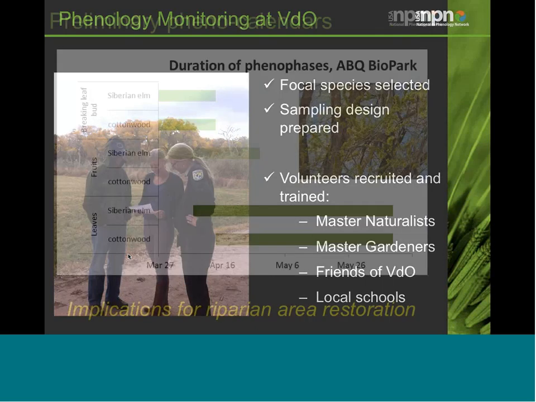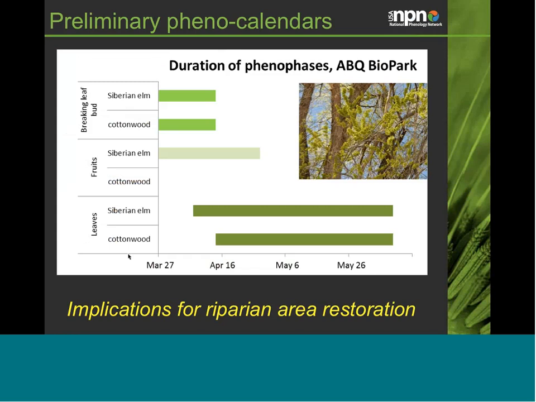This graph is in the form of what we're calling a phenology calendar. Here, observers track the onset and duration of three phenophases for two tree species, the invasive Siberian elm and the native cottonwood. You can see there are three phenophases, including breaking leaf buds, fruits, and leaves. Typically, invasive Siberian elms leaf out and fruit earlier than native Rio Grande cottonwoods. As such, you can see that Siberian elm got a head start on cottonwoods by putting out leaves first.